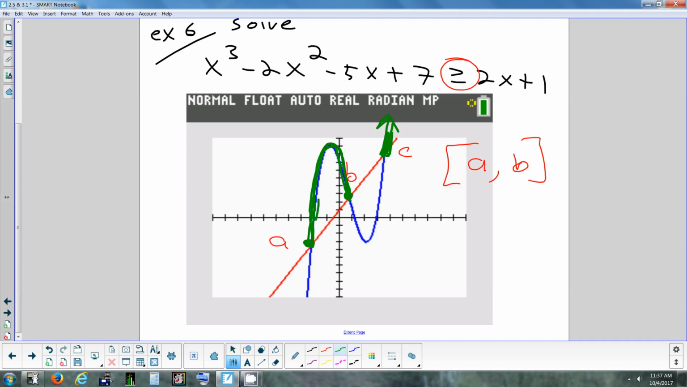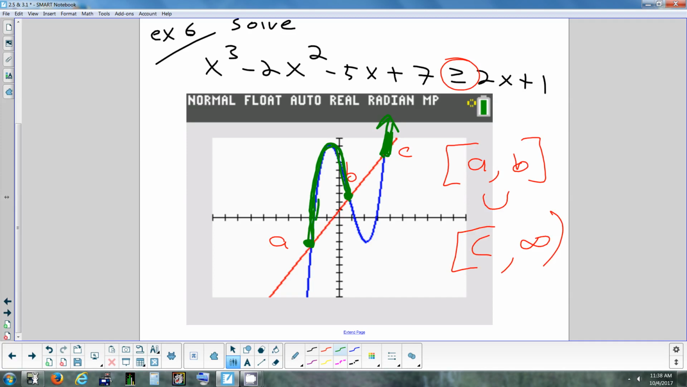So between A and B, and you can include it because it said equal to. And then it would be C to infinity with the parenthesis around infinity. Perfect. Exactly. That's exactly what we're looking for. So the way you describe that first interval is between A and B with brackets, C to infinity. You always use a parenthesis on infinity. Now you would have to use your graphing calculator and find A, B, and C.